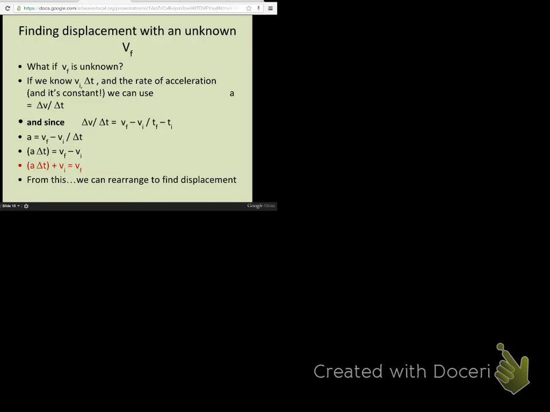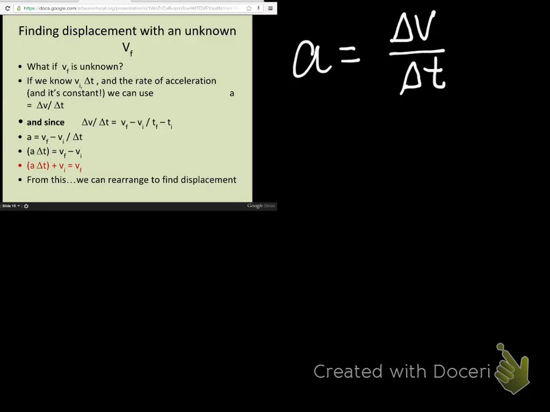Okay, are you done with page 53? Good. So now we're going to look at a different situation. One where we want to find the displacement, but we don't know what our final velocity is. Well, again, we can use some equations that we do have to rearrange and create a hybrid equation.